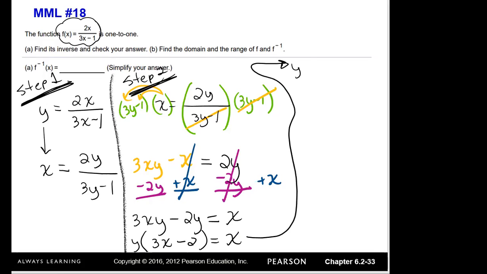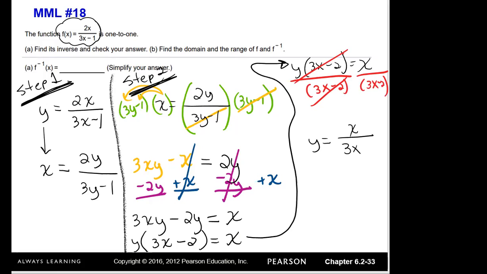And then to get y by itself, I have to divide off the stuff in the parentheses. And what you do to one side, you gotta do the other. And so bada bing, bada boom, those cancel, and I'm left with y is equal to x over 3x minus 2.